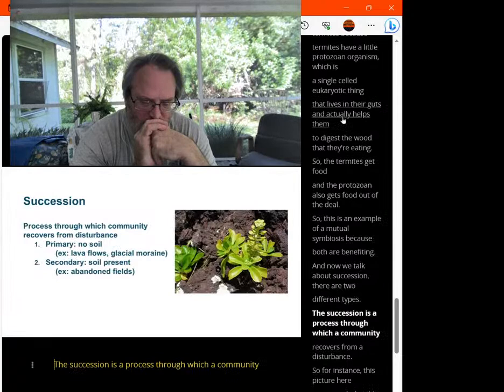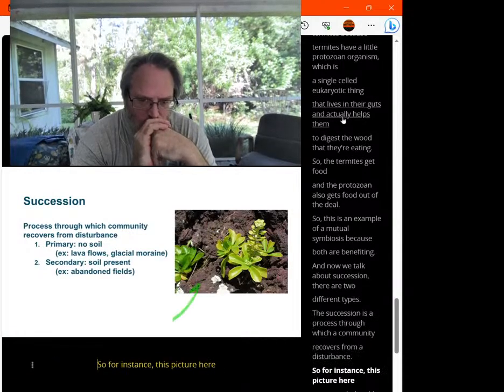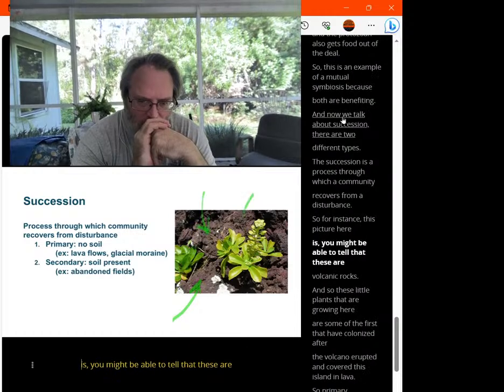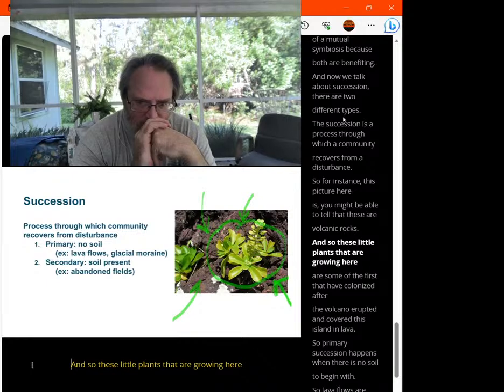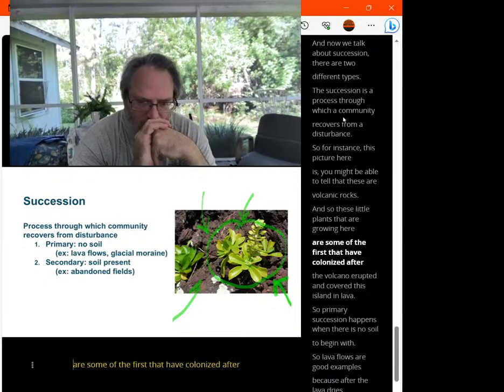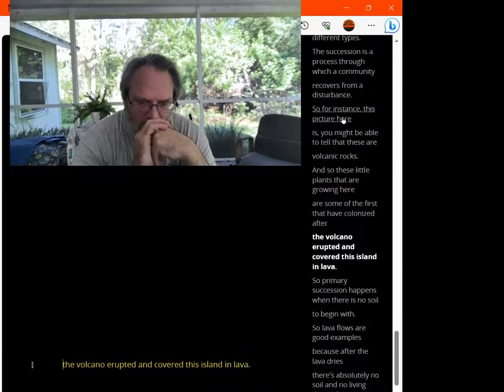There are two different types. Succession is a process through which a community recovers from a disturbance. So for instance, this picture here, you might be able to tell that these are volcanic rocks. And so these little plants that are growing here are some of the first that have colonized after the volcano erupted and covered this island in lava.